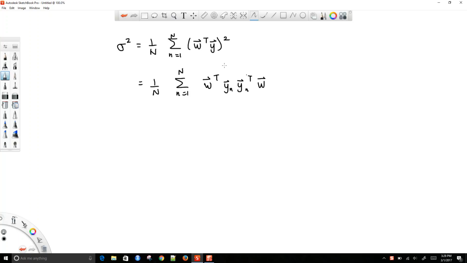Okay, and so we can pull out the W, right? And we'll have W transpose times, actually, the 1 over n is just a constant, so we're going to have W transpose, 1 over n, and then the sum of y sub n y sub n transpose, times W.